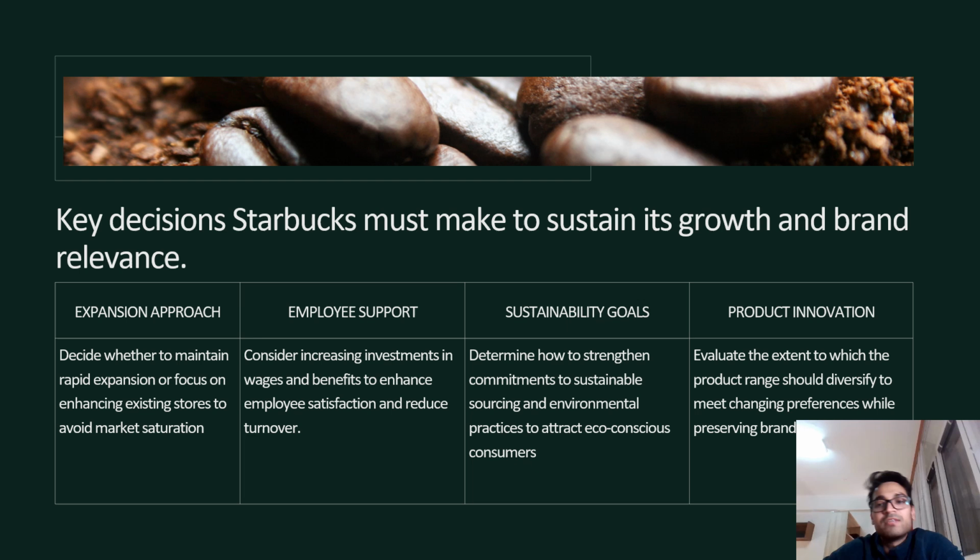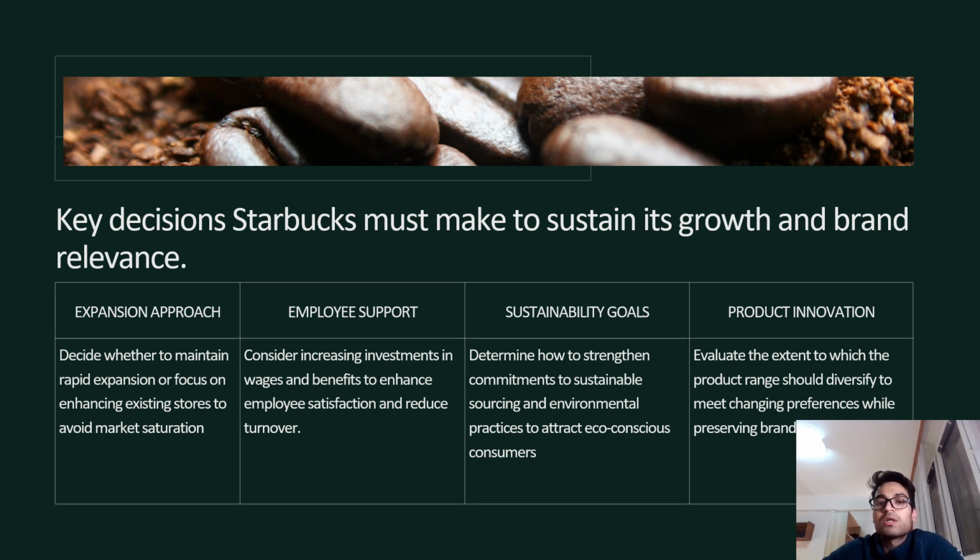With increasing consumer demand for ethical practices, Starbucks needs to decide on further sustainable sourcing and environmental initiatives. This is crucial for attracting environmentally conscious customers and strengthening brand integrity.